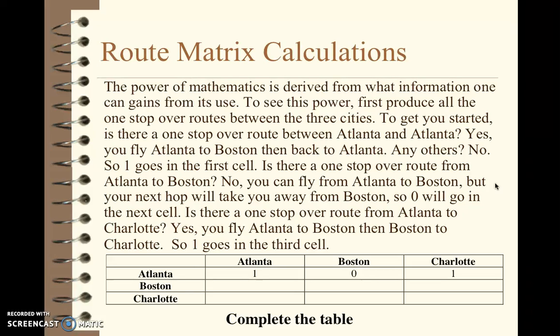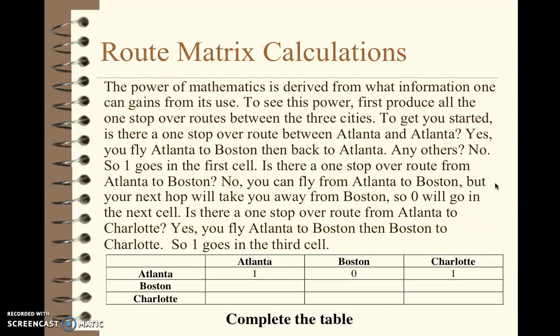Now, what we're going to do is look at how we can use these matrices if we were to start looking at one stopover routes to different cities. Now, let's have a look at this one. So, what we need to do is first produce a matrix with all the one stopover routes between the three cities. Okay. Now, we've started this one.